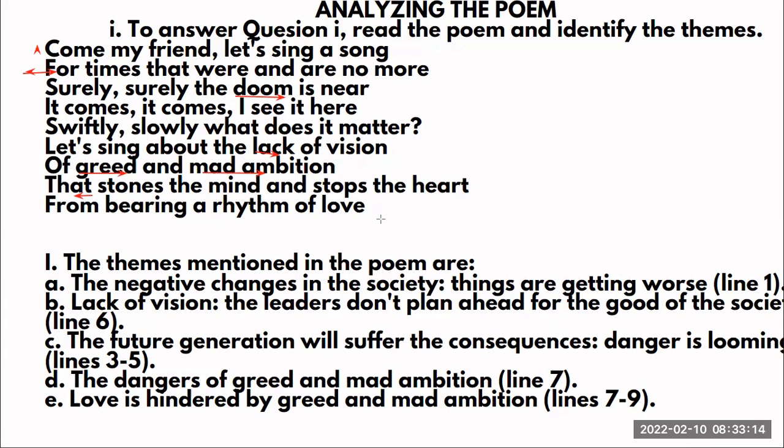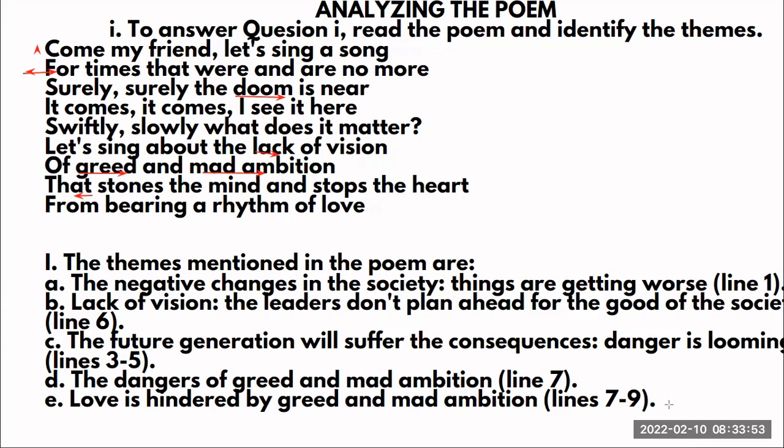We can always relate a piece of literature, whether it is a poem, a novel, or a play, to our present day society. This is because literature itself has been described as a mirror of the society. So whenever you have a piece of literature, you can relate it to the happenings in your immediate environment. And so we have been able to analyze the theme, and I've shown you how to do that. Now let's go to the second question, which is question II.